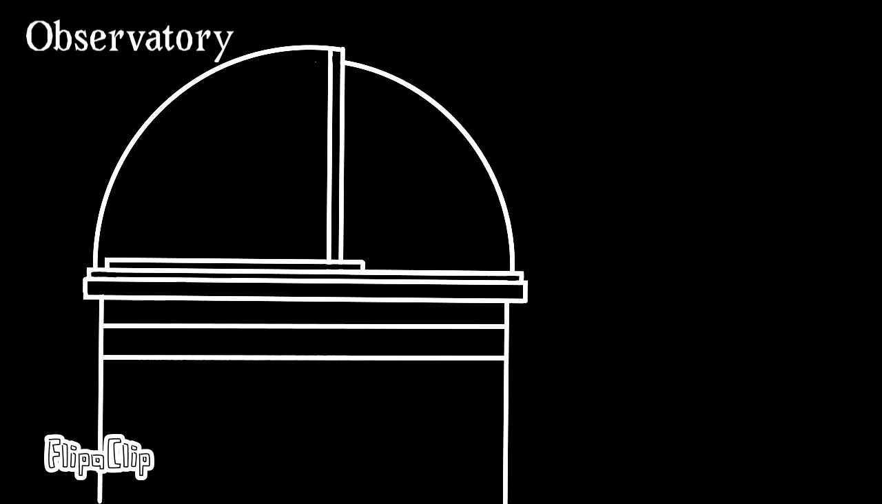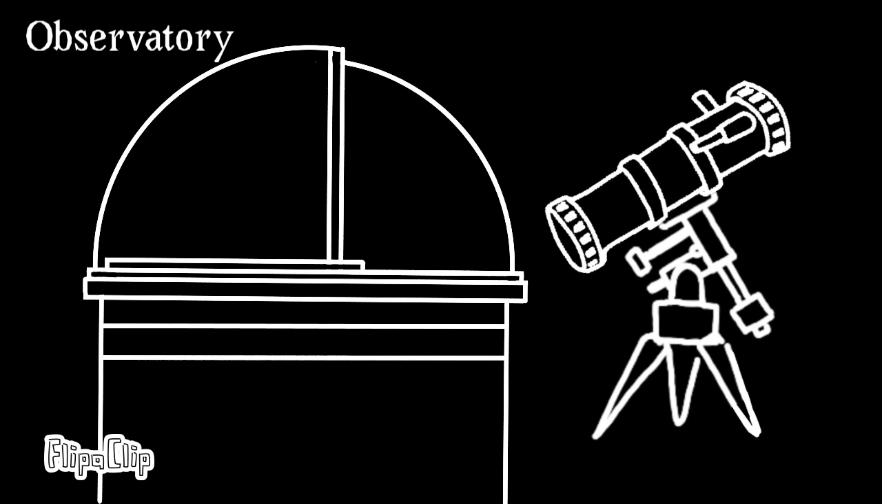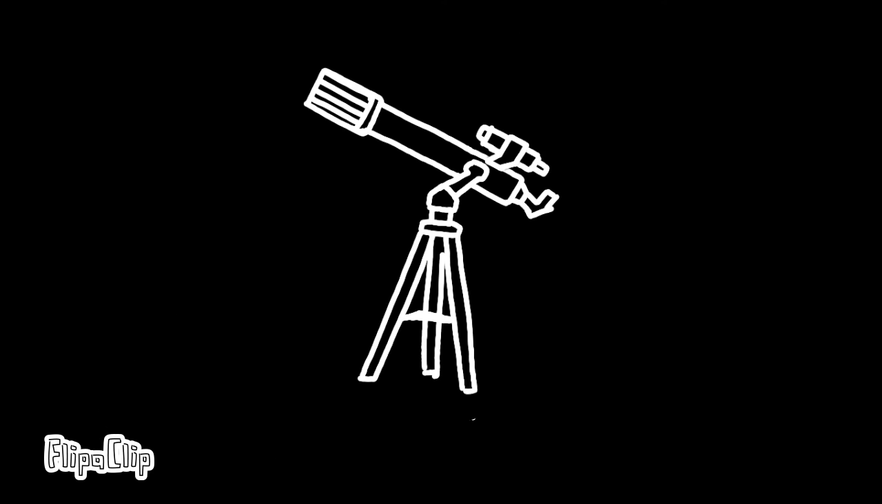Most modern observatories use reflectors because their telescopes are so huge. Refractors would not be practical. Their lenses would be very heavy and their tubes would need to be very long.